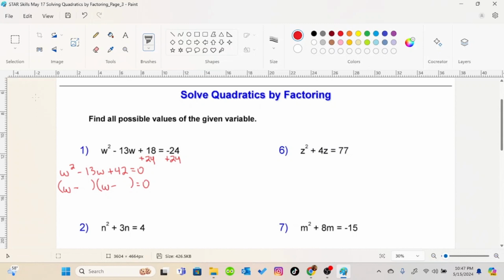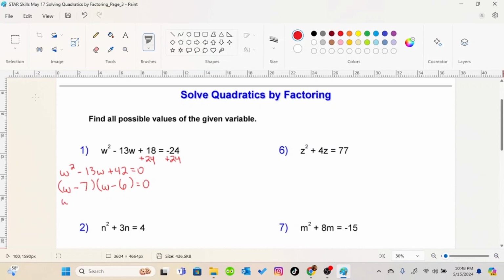So we have 1 and 42, that wouldn't work. 2 and 21, that wouldn't work. 3 and 14, that wouldn't work. But 6 and 7 would work. So we have w minus 7 times w minus 6. Negative 7 times negative 6 is positive 42, and negative 7 minus 6 is negative 13.